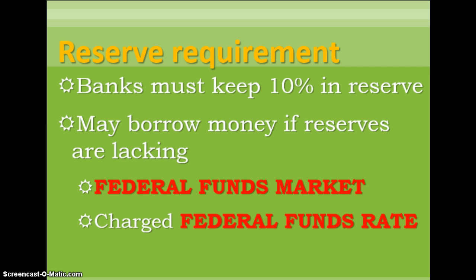The second thing that banks can do is loan amongst themselves. That loan rate is the federal funds market rate. It's usually 1% lower than the discount rate. Both of those are set by the Federal Reserve.